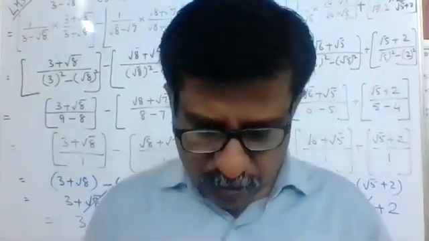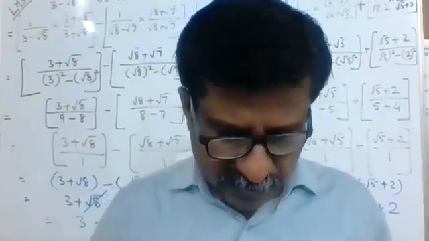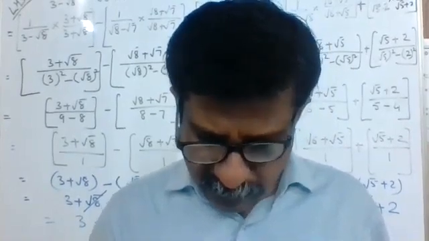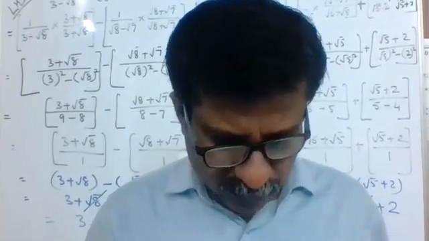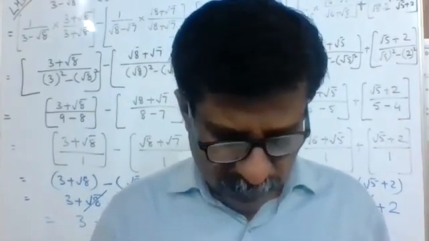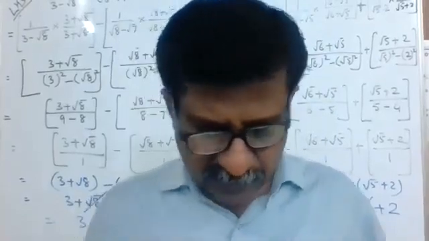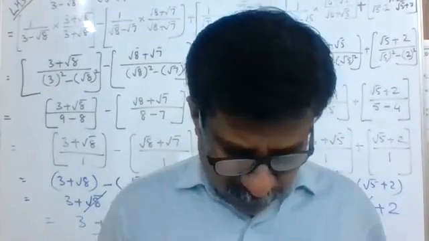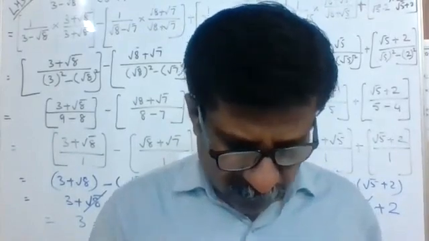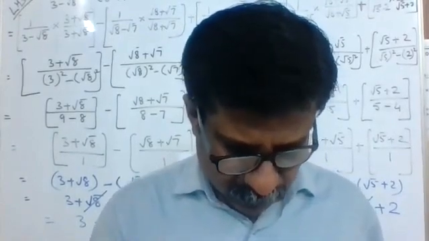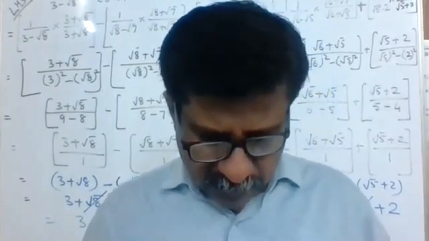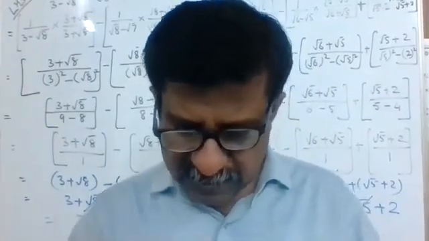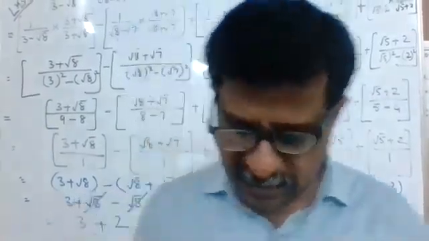I'm giving one question to you. Try to practice. I'll give the hint for few steps, and other parts you try to do of your own. If the step is clear, if you understood in what way it has to be done, it will not be difficult for you to find out the answer. Okay? I'm giving a simple question. 7 plus 3 root 5 upon 7 minus 3 root 5.